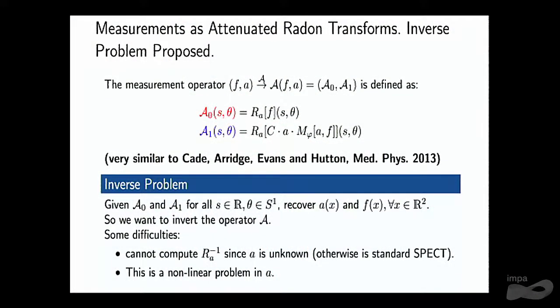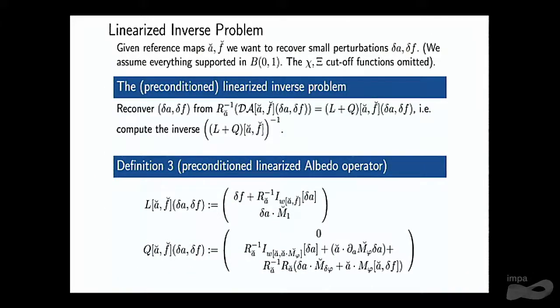If you compute the inverse Radon transform here, you need to know the attenuation. So the idea is to do something iteratively or to linearize this problem. It's no more a linear problem as is the case of standard SPECT. So the main idea in our mathematical analysis was to do something possible: it's nonlinear, so linearize, please. Don't panic.